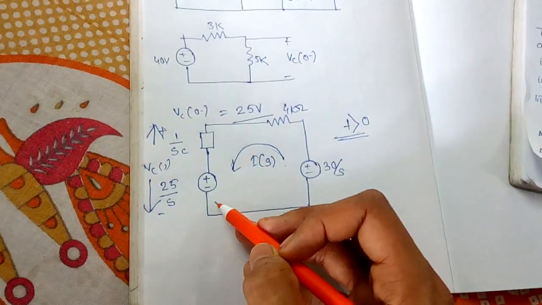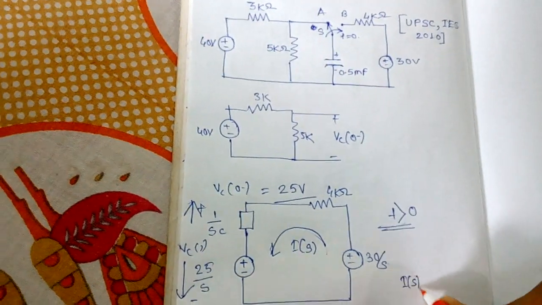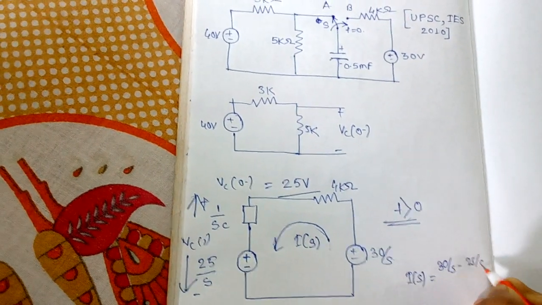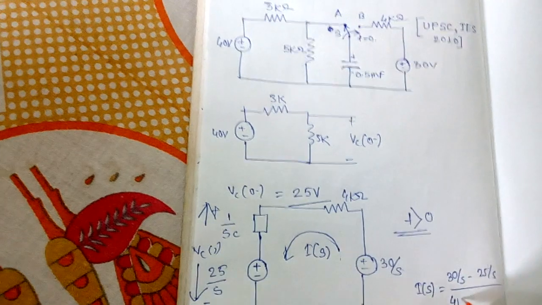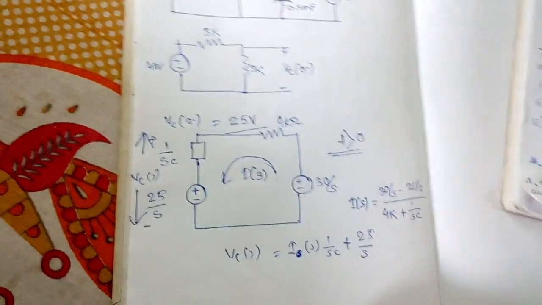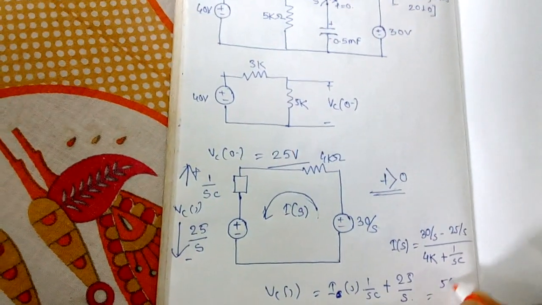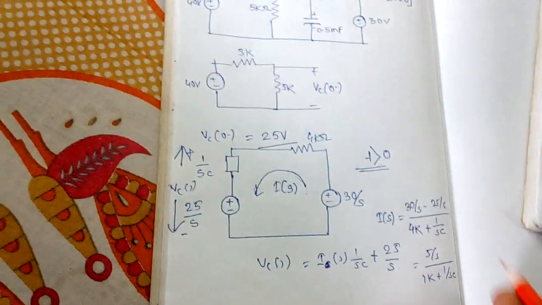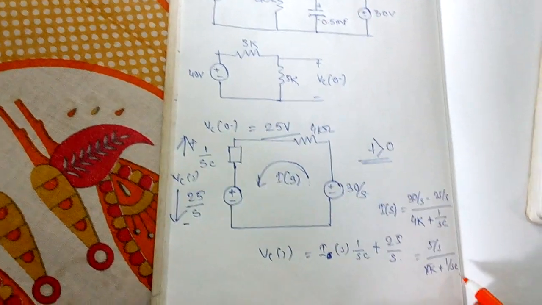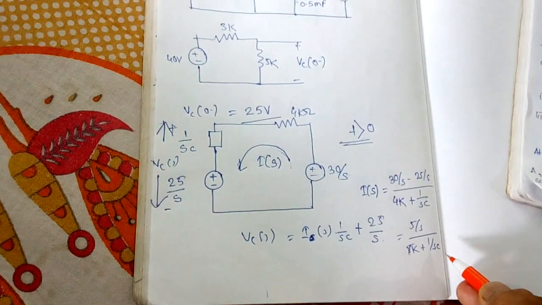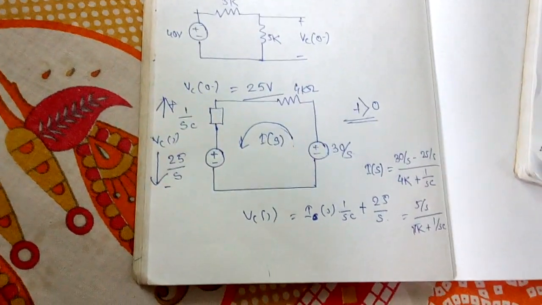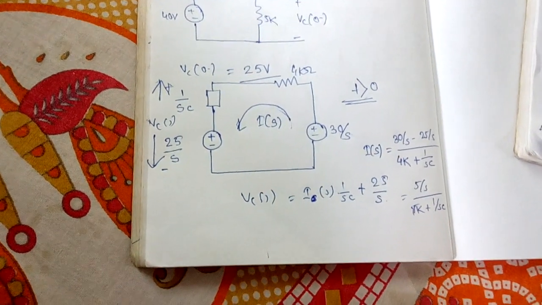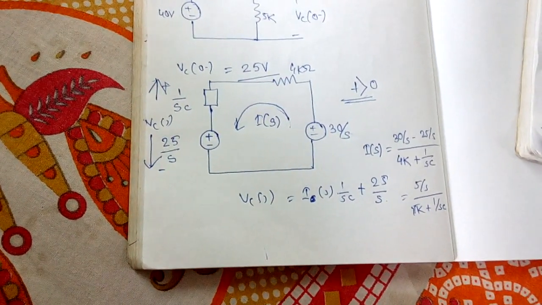IS can be found by using KVL. So IS will be 30 minus S minus 25 by S, divided by 4K plus 1 by SC. Now put in those values of C and solve it. Then you have to do an inverse Laplace transform of IS, and you can find IT.